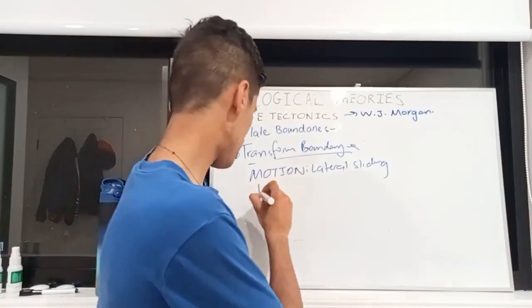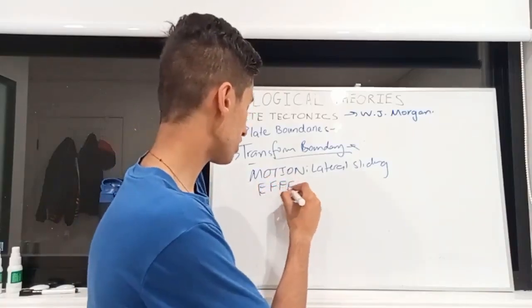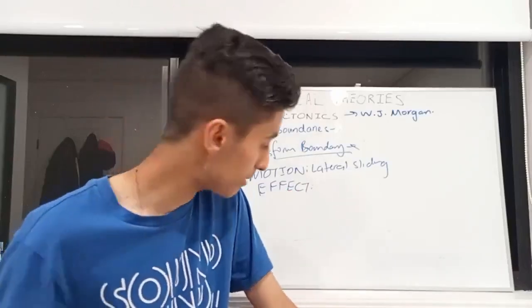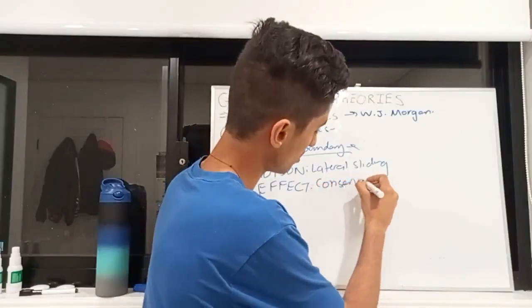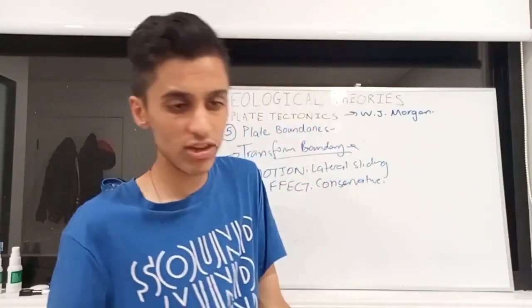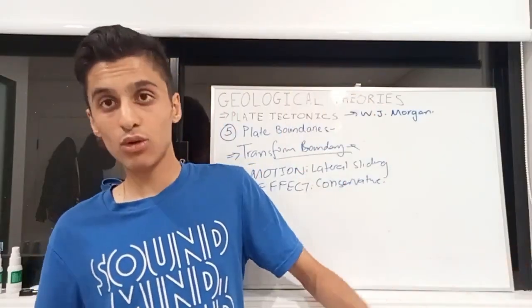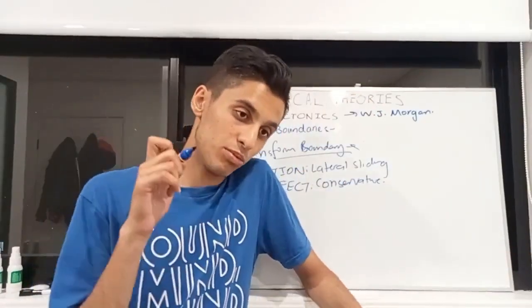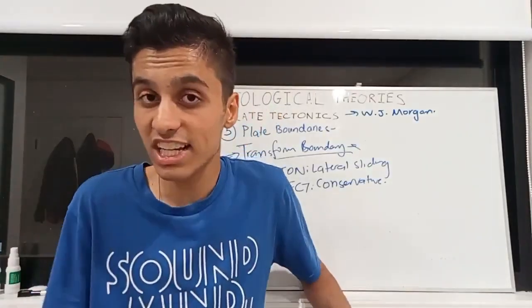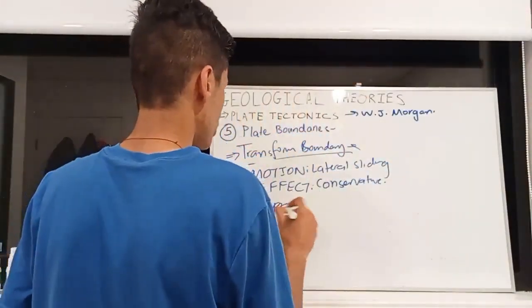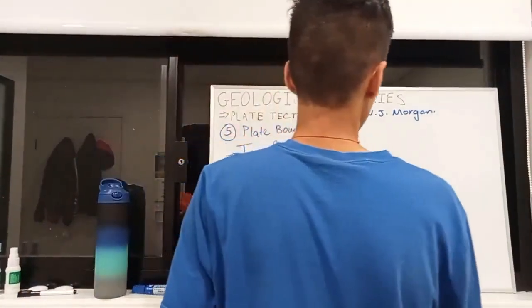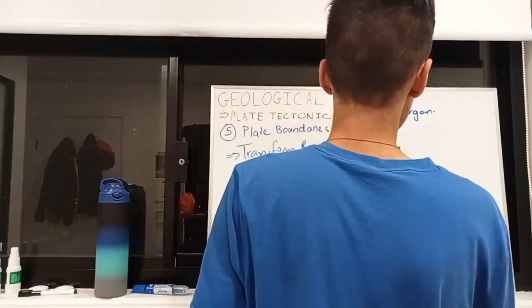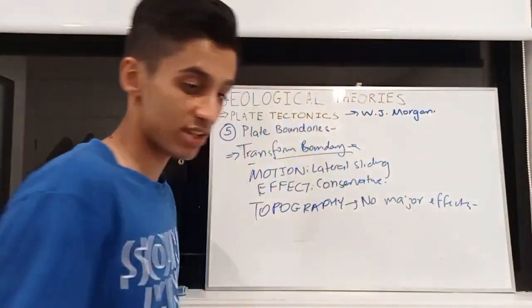Now the effect, with transform boundaries, there's no crust being created or destroyed. So the effect is conservative. Why is it conservative? Because lithosphere is neither created nor majorly destroyed. Topography, really nothing, no major effects to topography.